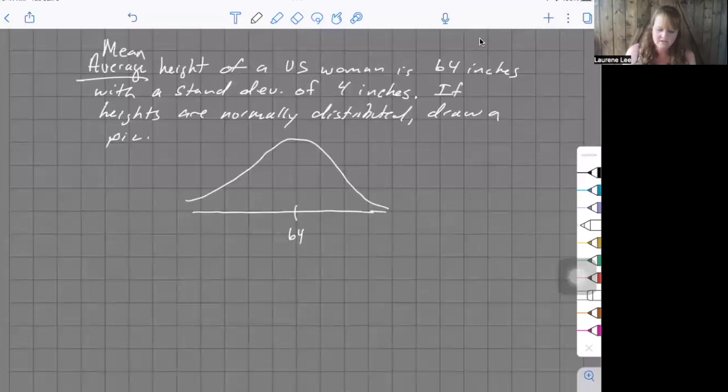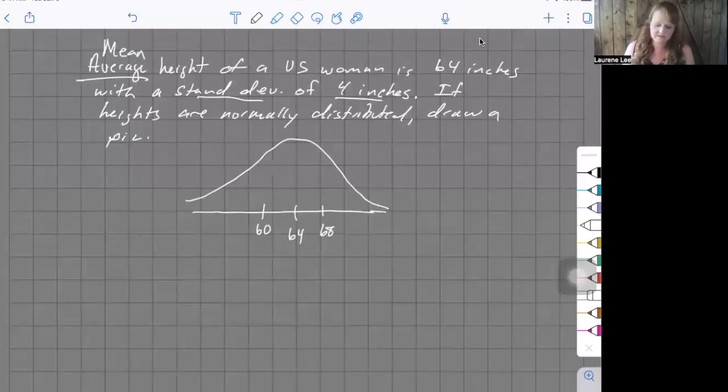The standard deviation is 4 inches. So that's where my points of inflection are, 4 away on either side. That means it's going to be 68 and this is 60. Now you can label however many of these you want. You can go another 4 up and another 4 down. It doesn't matter, but that gives us a grid for where the bulk of the information is. So because of the empirical rule, I know that 64% of the US women will be between 60 and 68 inches.